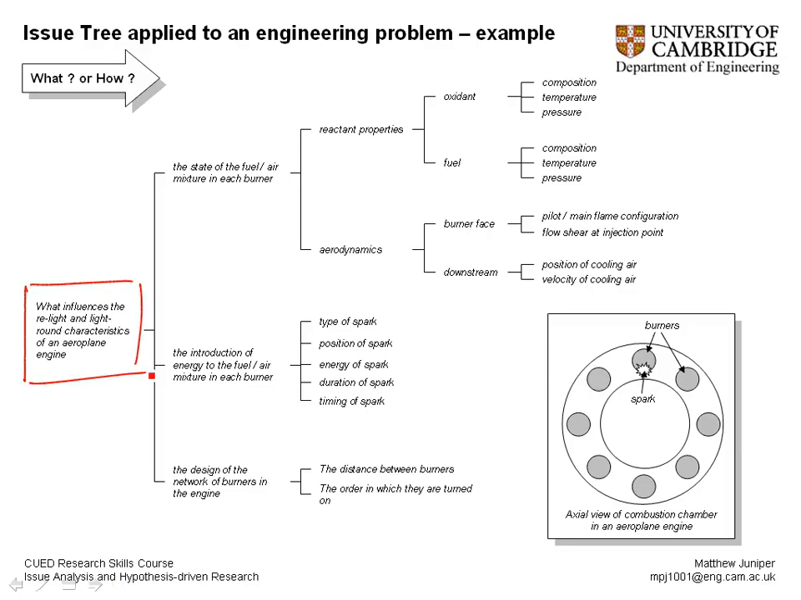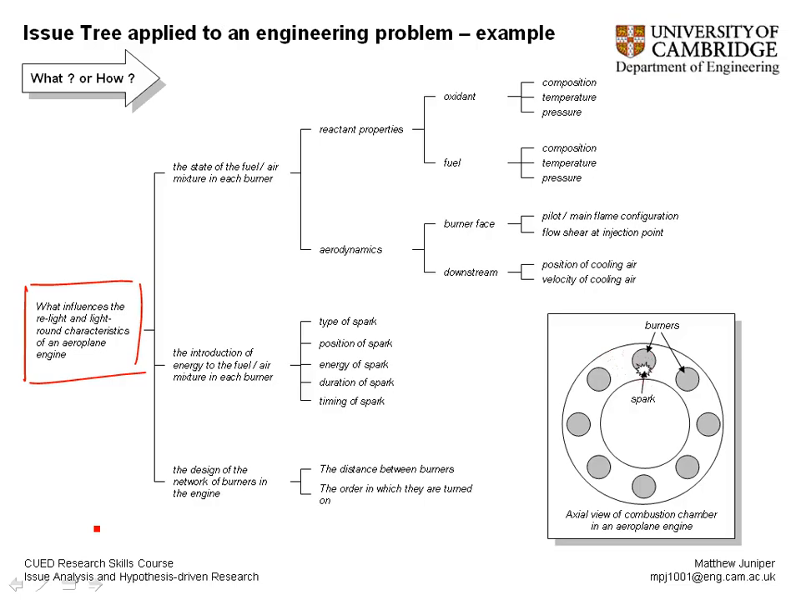Now this is quite a difficult thing to do, and the question is, here on the left, what influences the relight and light round characteristics of an aeroplane engine? Relight meaning relighting one of the burners, light round meaning that that burner then goes and lights all the other ones, because generally you just have one or maybe two sparks in the whole aeroplane engine.